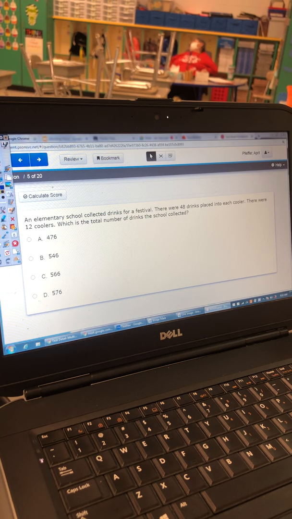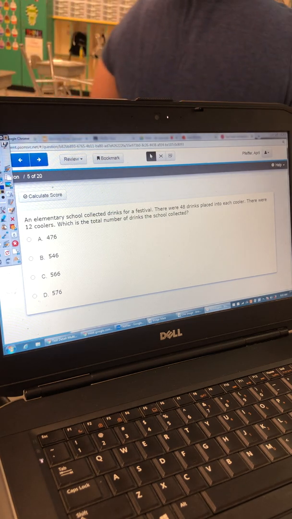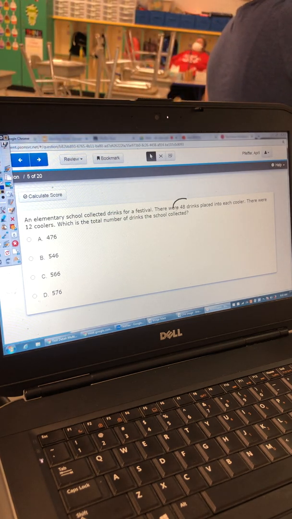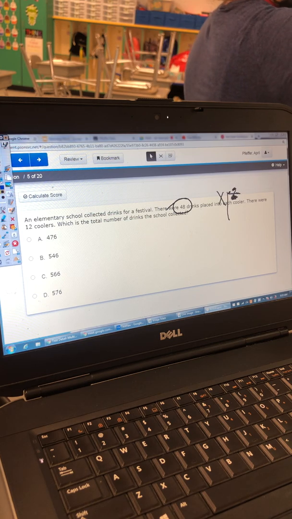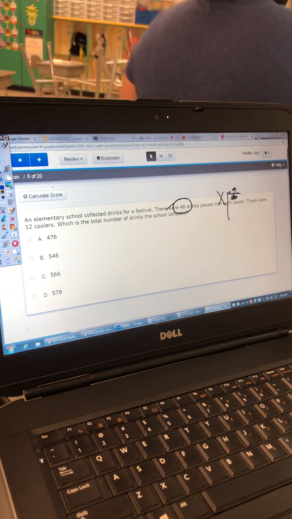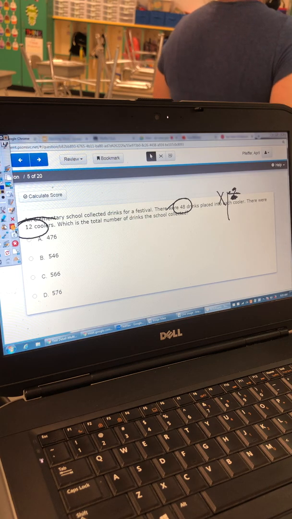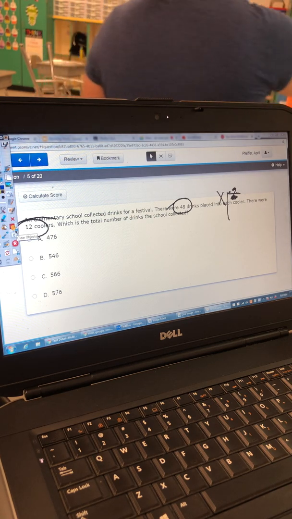Alright, let's look at this problem. An elementary school collected drinks for a festival. There were 48 drinks placed in each cooler. One cooler. Multiply, divide, whatever my division symbol is going to look like today. There were 12 total coolers. So which is the total number of drinks the school collected?